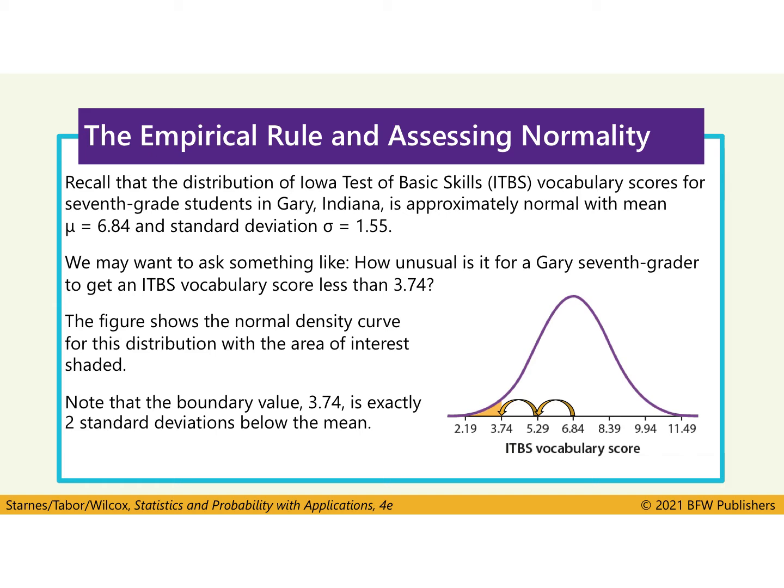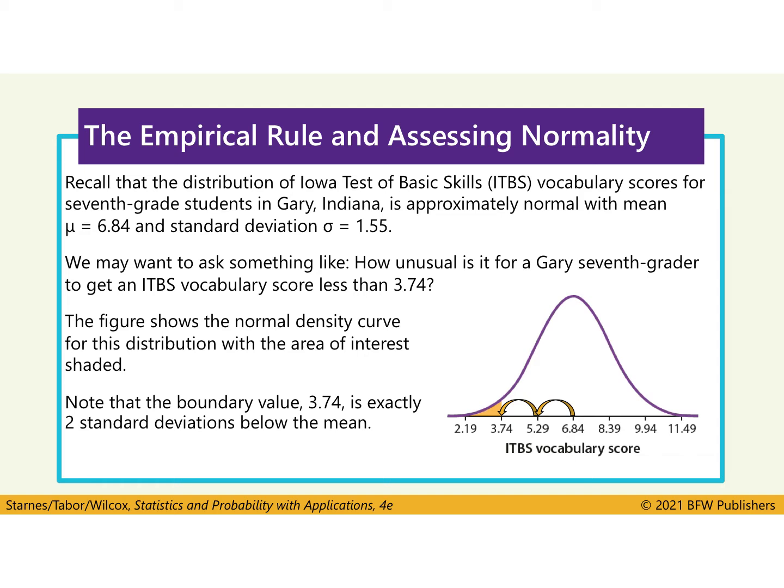We looked at an example about the Iowa Test of Basic Skills, which had an average of 6.84 and a standard deviation of 1.55. You may want to know how unusual it is for a seventh grader to score less than 3.74. Remember that in seventh grade, a score of 3.74 means your basic skills are that of a third grader about 3/4 of the way through the school year.